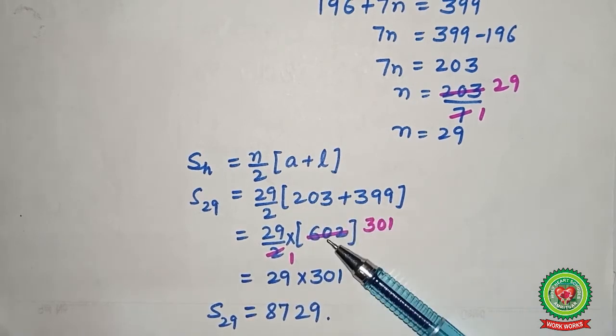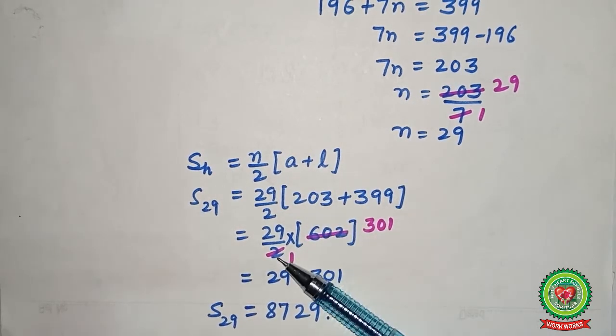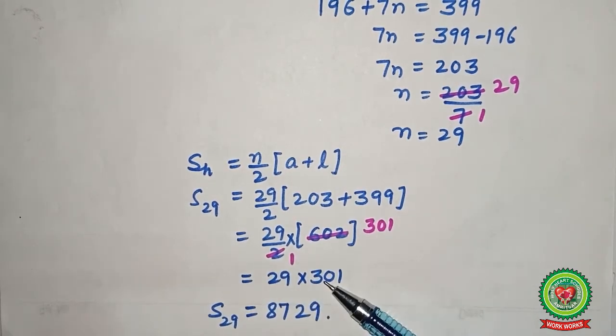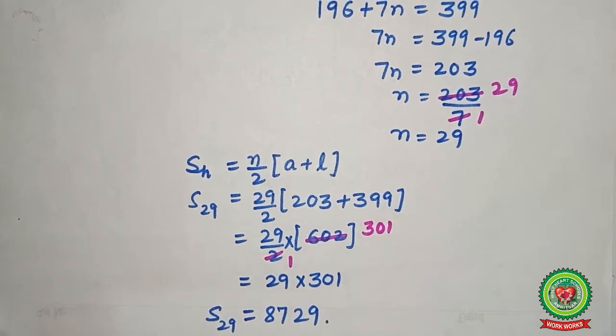So it will become 602. Now after cutting we are left with 301. So on multiplying 29 and 301 we will get the sum, that is 8729. Now the next type is there.